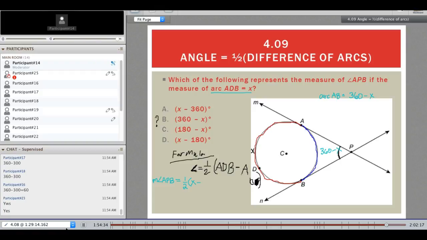Basically, you're describing the process that you would take to find it. You're saying, okay, if I actually knew what this number was, I would take 360 and I would subtract that number. And that's how I would figure out what arc AB is. Does that make sense?